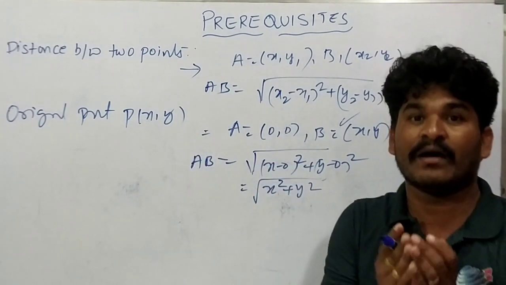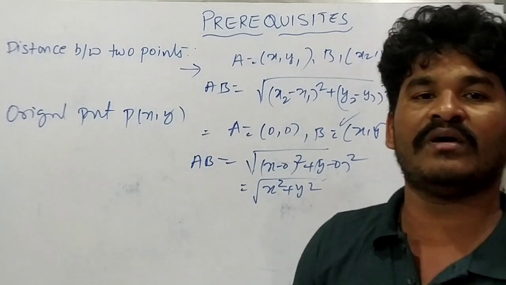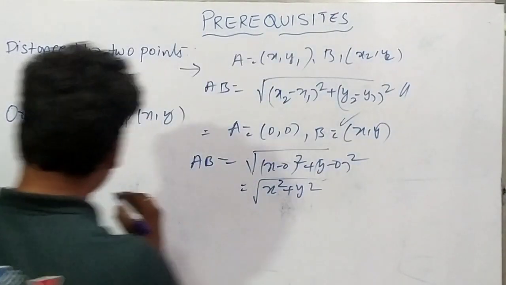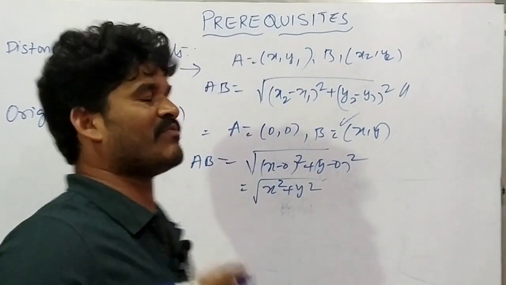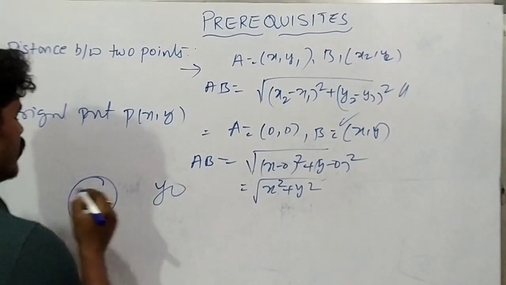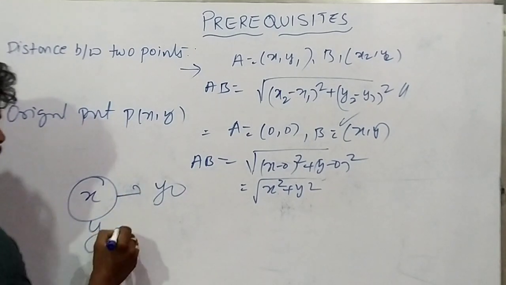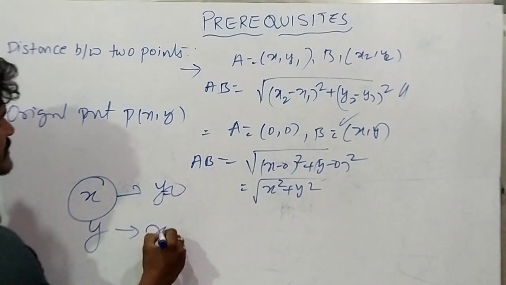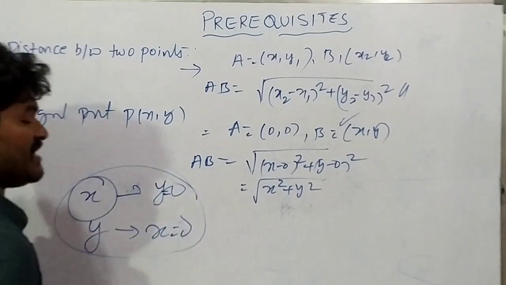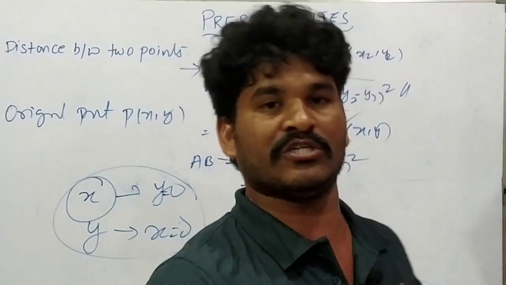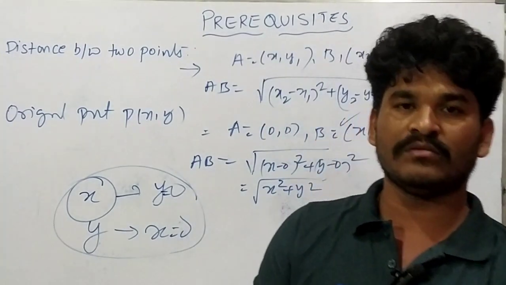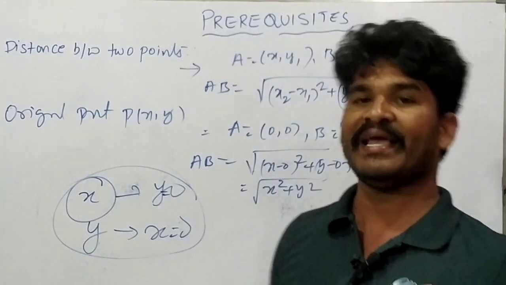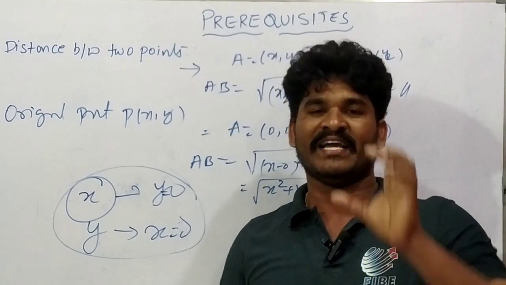But here, what is the x-axis equation? The x-axis equation is y equal to 0. In the same way, the y-axis equation is x equal to 0. This is the equation of the x-axis, y equal to 0, and similarly the equation of the y-axis, x equal to 0. This is the first topic.